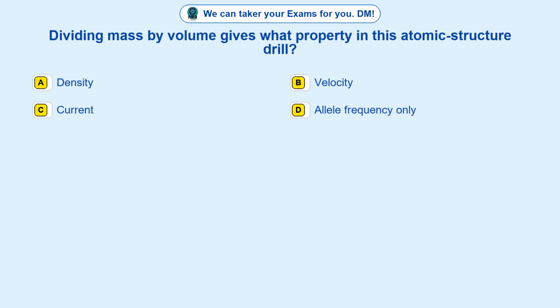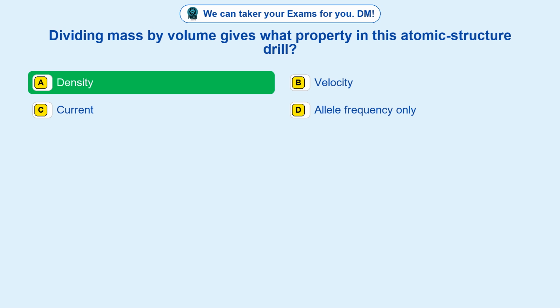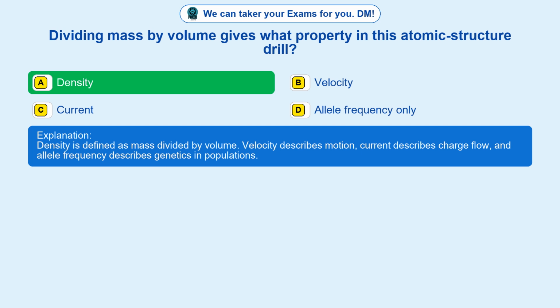Question 78. Dividing mass by volume gives what property in this atomic structure drill? Option A, density. Option B, velocity. Option C, current. Option D, allele frequency only. The correct answer is option A. Density. Density is defined as mass divided by volume. Velocity describes motion, current describes charge flow, and allele frequency describes genetics in populations.